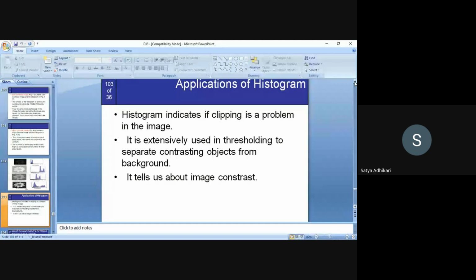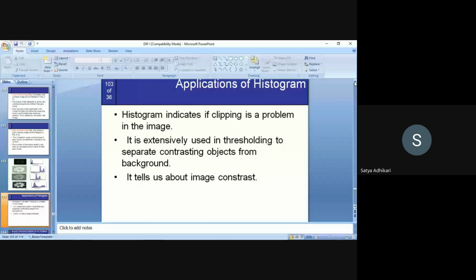Let us discuss. Histogram indicates if clipping is a problem in the image. We already know clipping and thresholding from the previous classes. That is, there is a range and a threshold, a fixed value. If any gray level value is greater than it, it is mapped to the maximum value. Otherwise, it is mapped to zero. You will get either black or white.